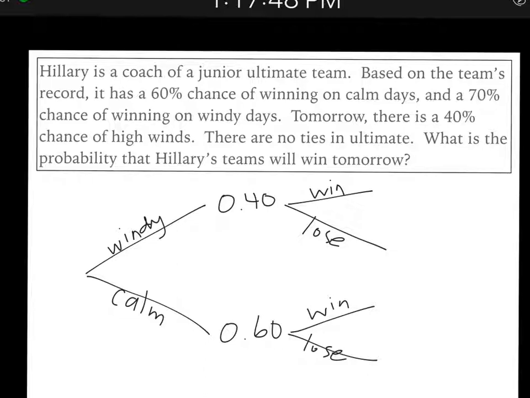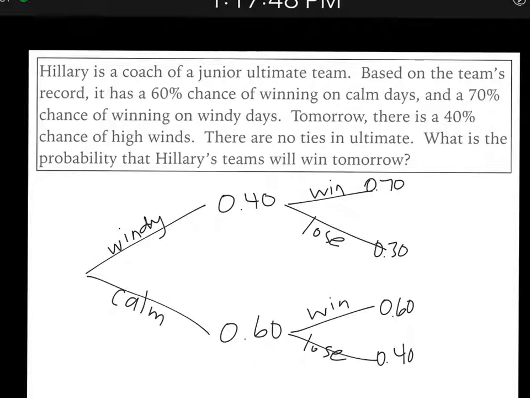So I know it says in the question that if it's windy, she has a 70% chance of winning. So I can put 0.7 here. Now, if there's a 70% chance of her winning, what's the chance of her losing? 30, so I can put 0.30 down there. And then on the bottom, when it's calm, it says she has a 60% chance of winning, so I can put 0.6, and then what would the other one be? 0.40.